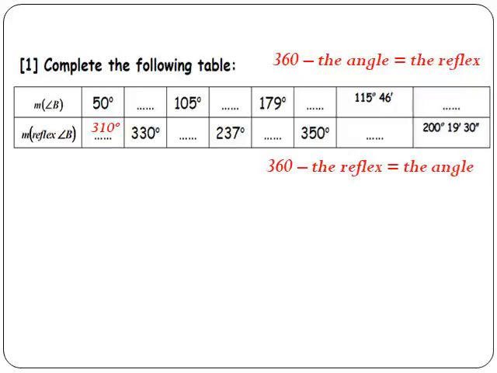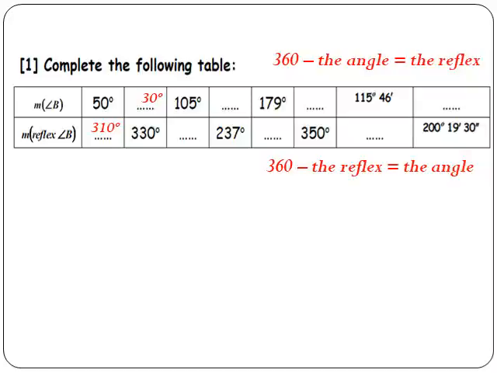What about the next? You want the measure of angle B, and the measure of reflex angle B equals 330. The same thing, I do 360 minus 330. What's in the calculator? Yes, it's equal to 30. Wonderful, 30 degrees.